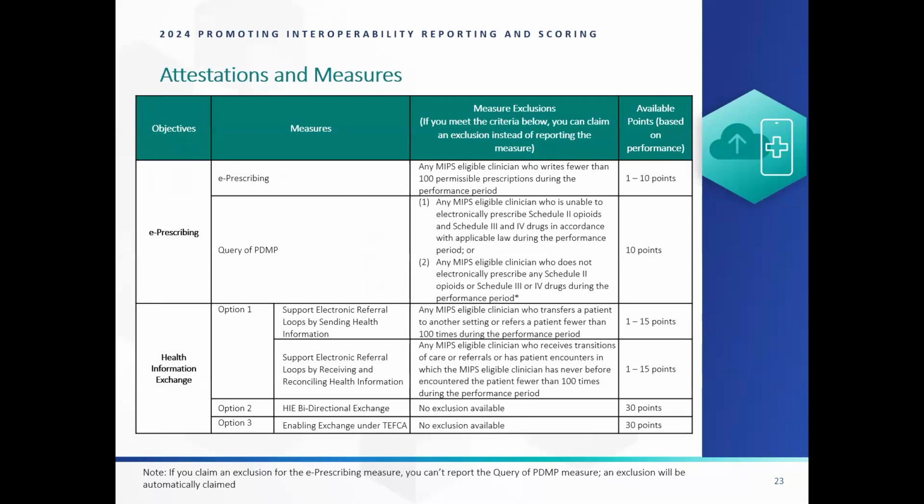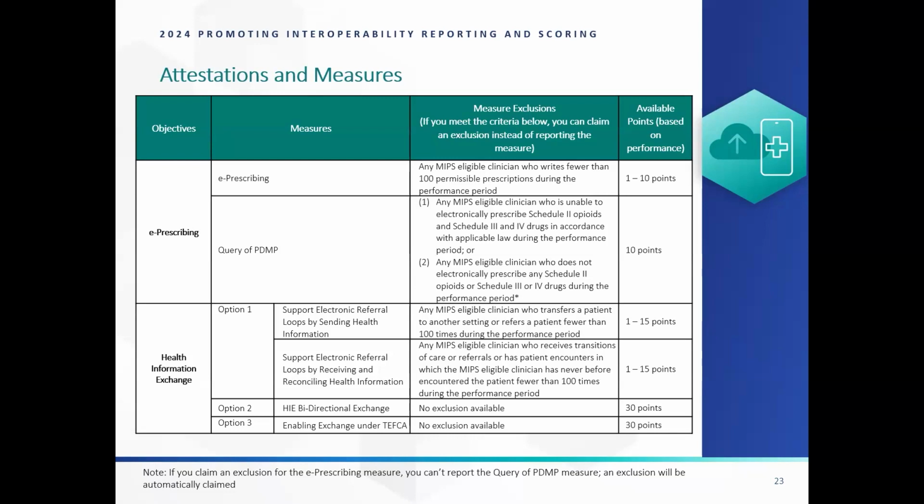Okay, so these are actually the scored measures. For the first objective, which is e-prescribing, you have the prescribing measure, and you need to submit a numerator and denominator, and that's why the points will vary between 1 to 10. You must have at least a numerator of greater than 0, at least 1 in the numerator. For the query of PDMP measure, there are 2 exclusions, and the measure is yes, no.